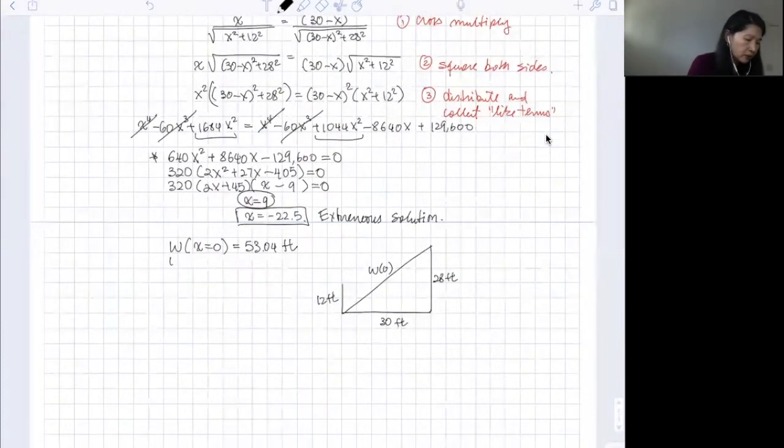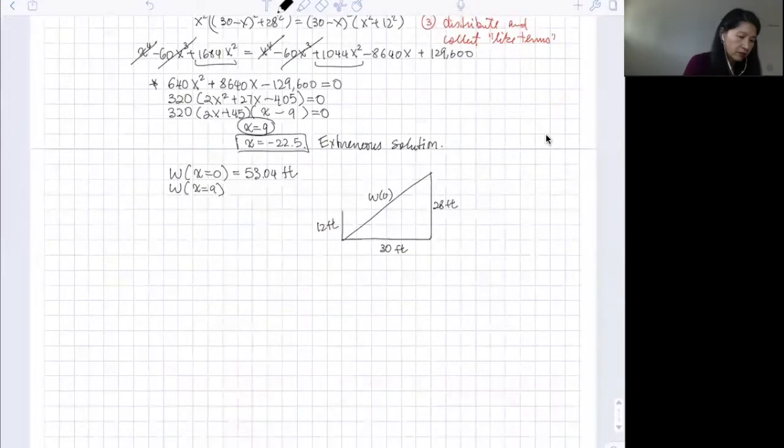Now, if we evaluate W at x is equal to 9, then the distance between the stake and the 12-foot post is 9 feet. So we have this length and this other length, both of them are hypotenuse. And if we solve for the length of the wire when x is equal to 9, we have that that is equal to 50 feet.